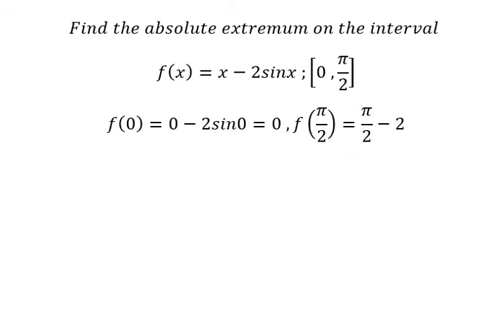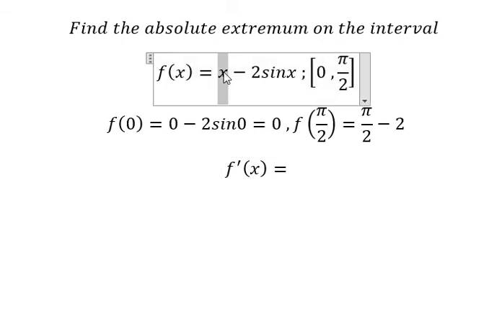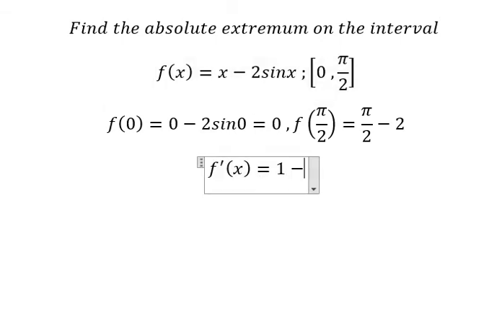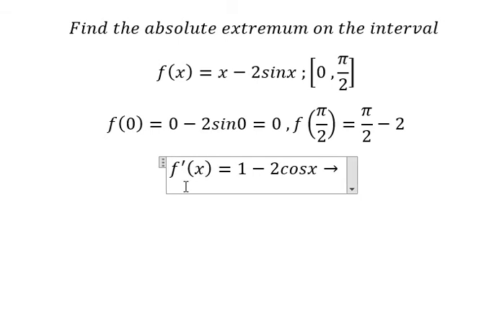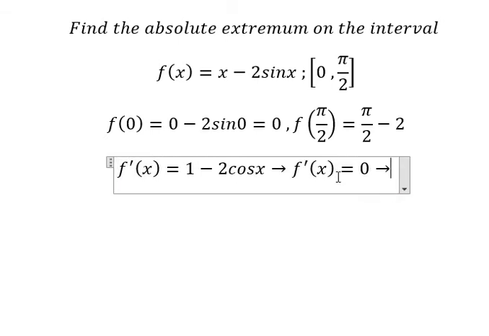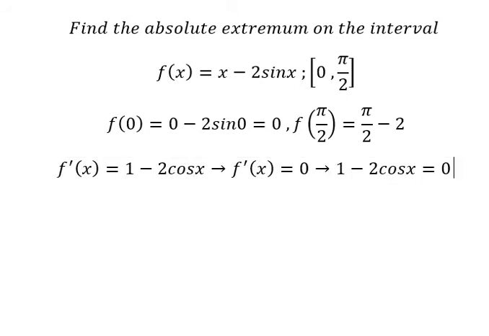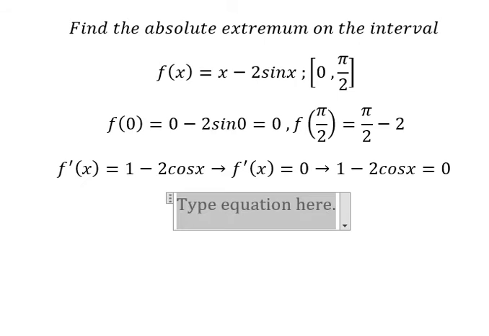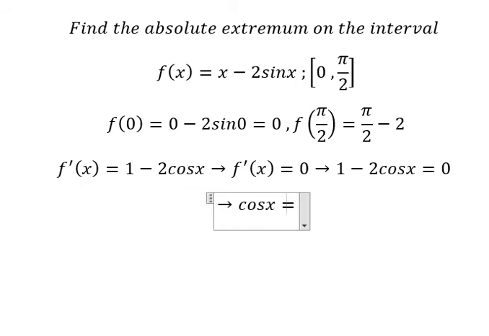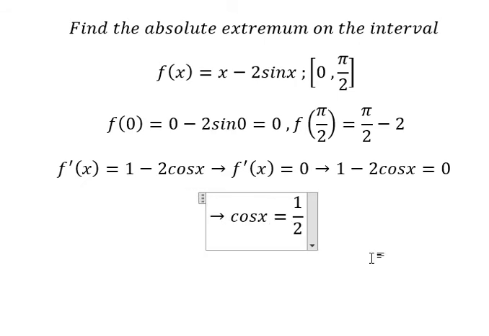So the next one, we need to find first the derivative of the function. The first derivative of x, we have number 1. This one we have cosine x. Later we put this equal to number 0. That means this one equals to number 0. And now we have cosine x equals to 1 over 2.